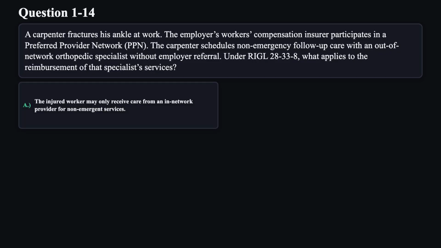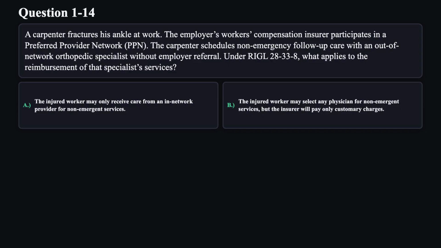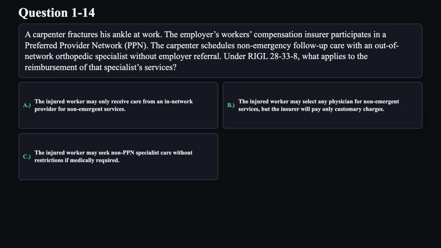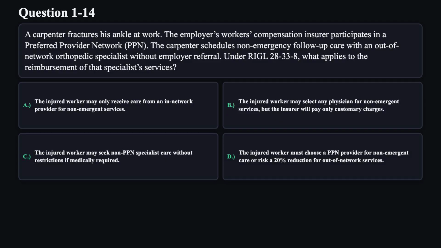A. The injured worker may only receive care from an in-network provider for non-emergent services. B. The injured worker may select any physician for non-emergent services, but the insurer will pay only customary charges. C. The injured worker may seek non-PPN specialist care without restrictions if medically required. D. The injured worker must choose a PPN provider for non-emergent care or risk a 20% reduction for out-of-network services.